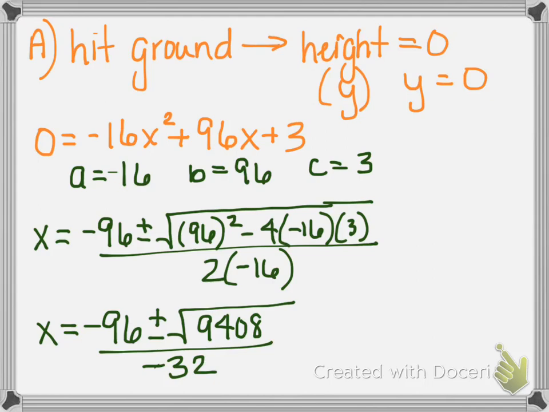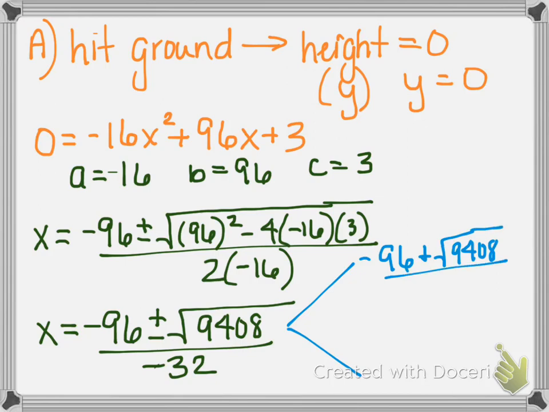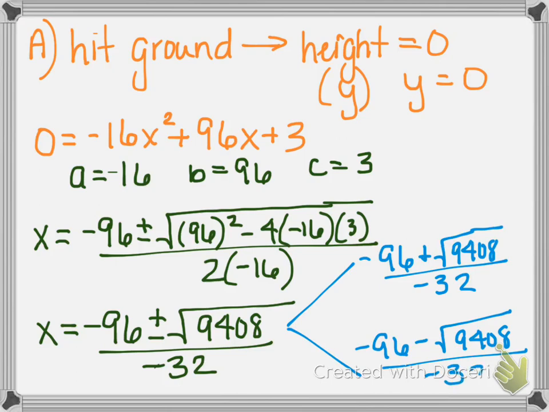So, since I did all that in one nice step in my notes, maybe I don't have to go onto a second page. So here's where we split. We got one where we're adding, so negative 96 plus the square root of 9408 divided by negative 32. And over here I have negative 96 minus the square root of 9408 divided by negative 32.